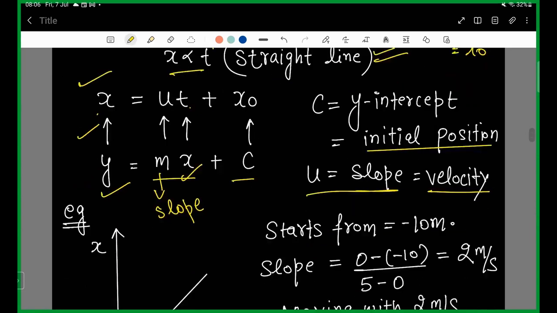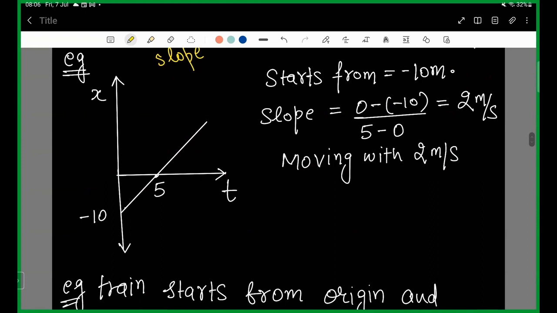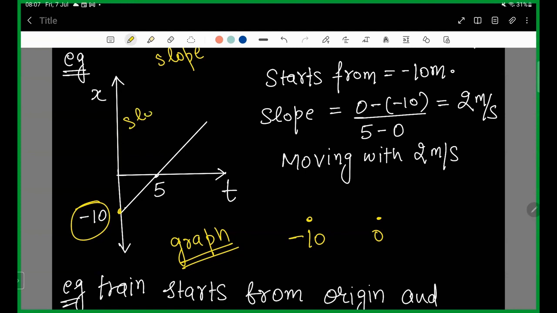Now let's look at the question. The graph has been given to you and you have been asked to tell about this motion. What kind of motion is happening? You can clearly see that c is -10, meaning your initial position is -10. So your particle is sitting at -10. And the slope, what is the slope? Using the rules I taught you in the graphical analysis class, you can easily find that the slope is 2 meters per second.